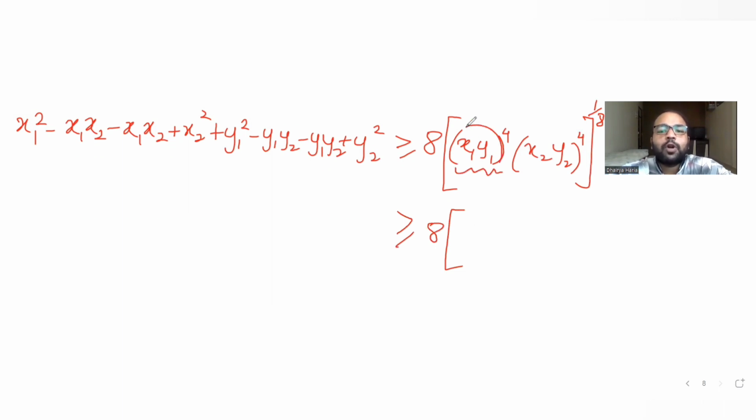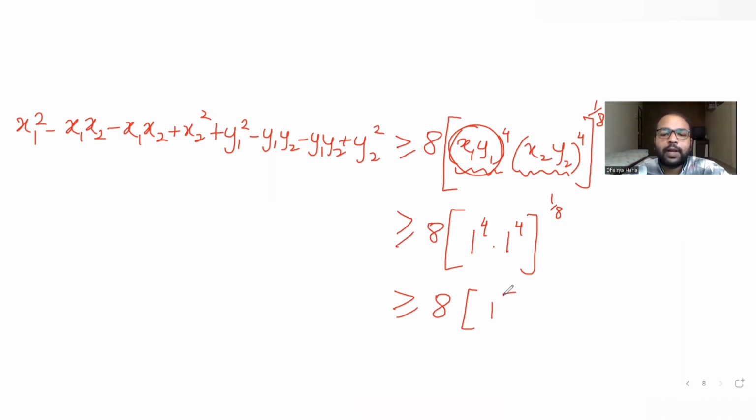That becomes greater than or equal to 8 times. The product of x1 into y1 makes it 1, so 1 raised to 4. x2 into y2 is again 1, so it's 1 raised to 4. The whole raised to 1 by 8. We already know 1 raised to anything is always 1. So 1 raised to 1 by 8 will also end up as 1. So you understand this entire expression is greater than or equal to 8.